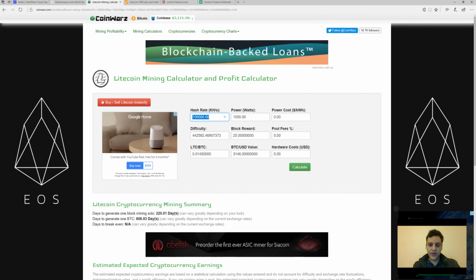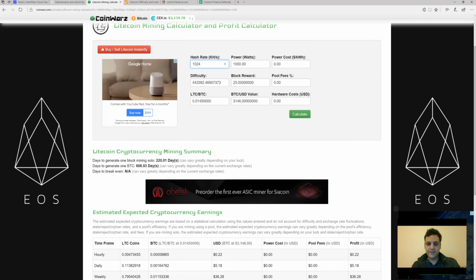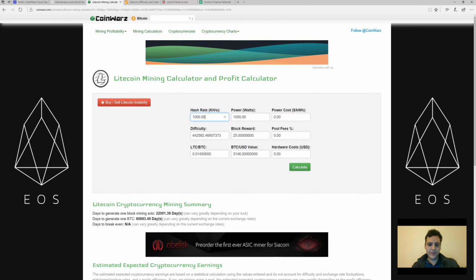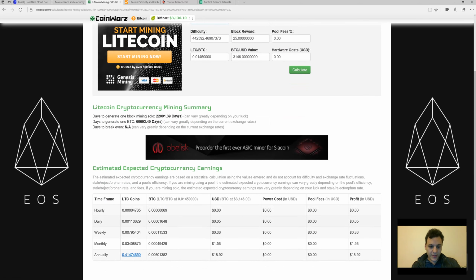And this is per kilohash, so I'm going to calculate this on a per megahash. So 1,000 kilohash is 1 megahash. It's actually 1,024, but it's no big deal. I'll keep it at 1,000. And if we calculate this at the current difficulty, then we should be earning this many Litecoin per day. And that's roughly in line with the numbers that I'm getting, just in terms of USD per day. So that's a bit promising.